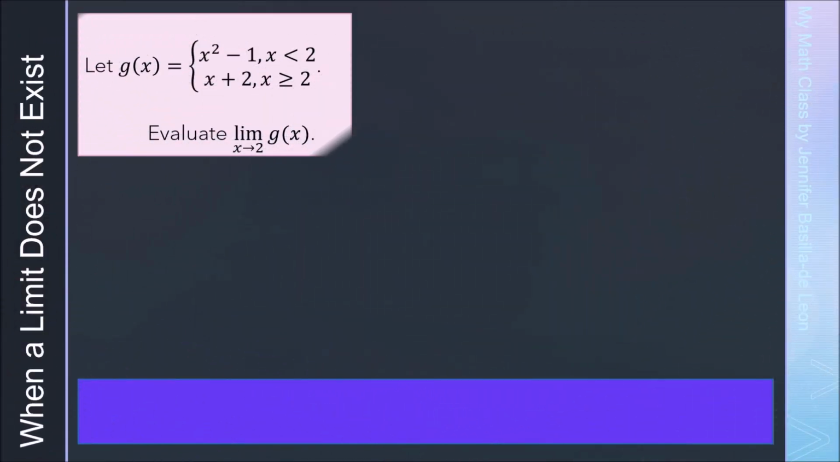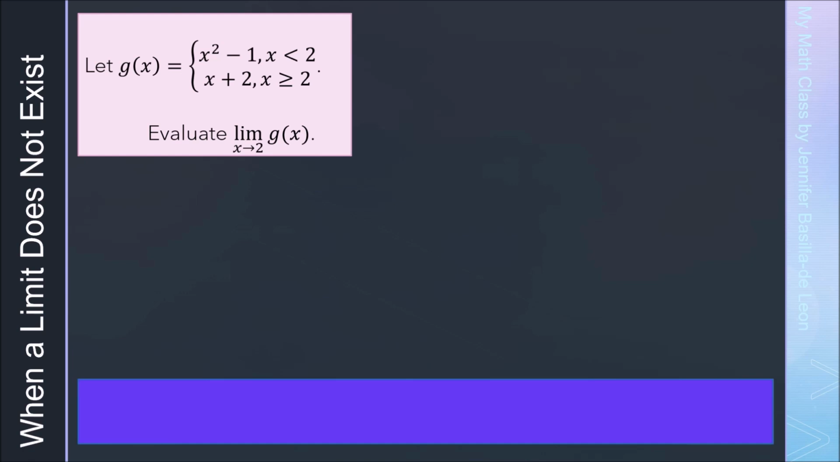Does the limit of a function always exist? Let's find out by working on our second example. Let g of x be equal to x squared minus 1 when x is less than 2, and x plus 2 when x is greater than or equal to 2. Then evaluate the limit of g of x as x approaches 2.